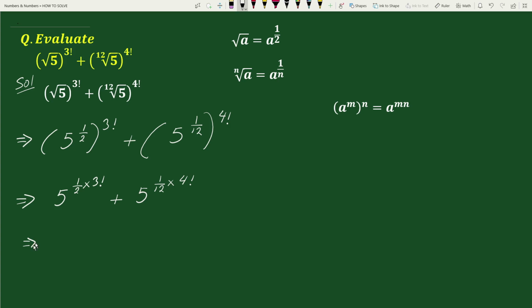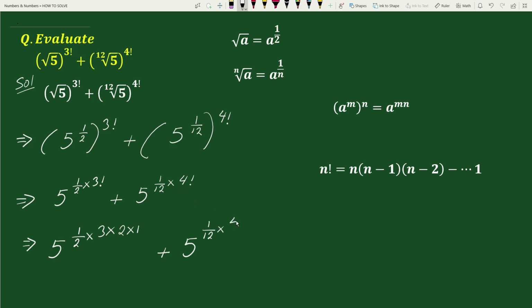This equals, you know that n factorial equals n times n minus 1 times n minus 2 and so on up to 1. So we can write this as 5 to the power 1 by 2 times, we can write 3 factorial as 3 times 2 times 1, plus 5 to the power 1 by 12 times, we can write 4 factorial as 4 times 3 times 2 times 1.